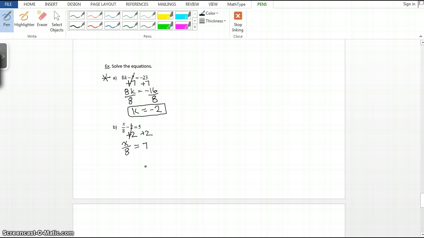Okay, x is still divided by 8, so to undo division, we want to multiply by 8. Whatever you do on the left-hand side, you want to do on the right. We can write that as 8 over 1. It's still 8. The reason we did it is so it cancels with that one, and you get x equals 56 for this one. Very good.